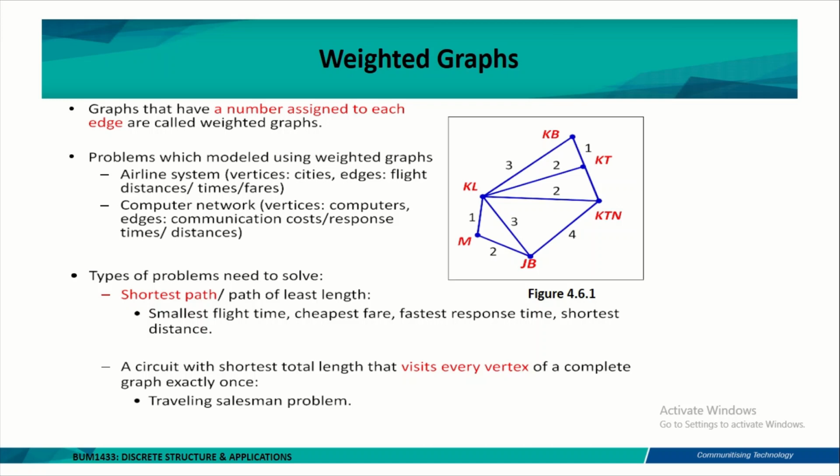The problems which model using the weighted graph are the airline system and the computer network. So the types of problems that need to be solved in the shortest path are the smallest flight time, cheapest fare, fastest response time, shortest distance, and also the type of problem that needs to solve a circuit with the shortest total length that visits every vertex of a complete graph exactly once, which is the traveling salesman problem.